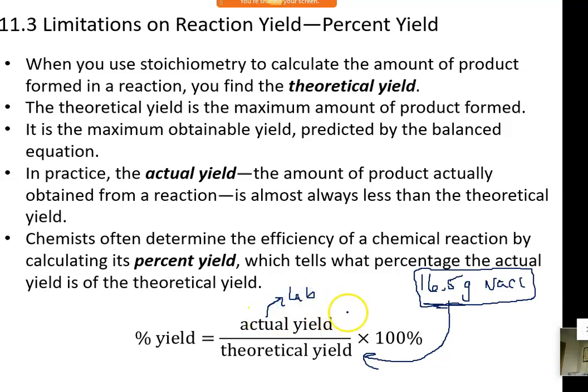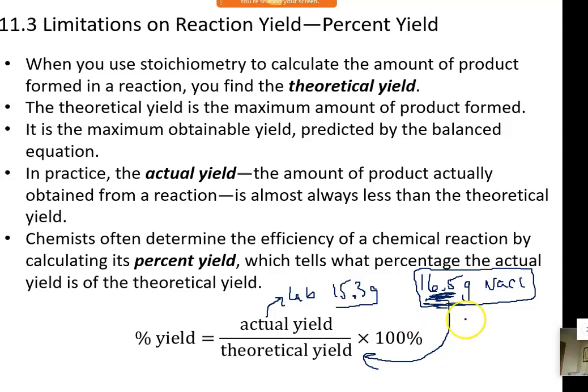In a perfect world, I would get exactly 16.5 grams, but that does not happen because you might spill the solution, some of the compound might stick on a container when you wash it off. So there's lots of reasons as to why you don't actually get the actual amount. Maybe I actually only got 15.3 grams. After I isolated the sodium chloride and I weighed it, I actually only weighed 15.3 grams of the 16.5 grams.